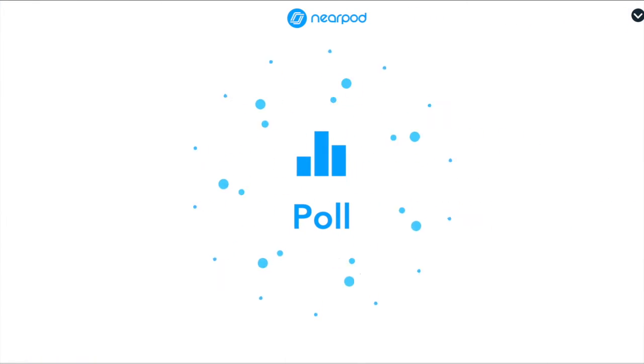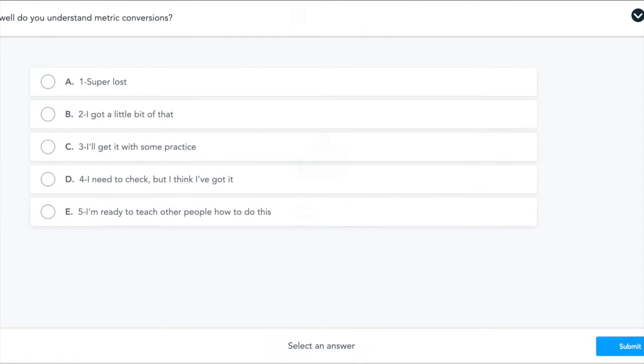Alrighty, so scale of 1 to 5. How well do you understand metric conversions? Super lost, or you're ready? You could teach other people how to do this.